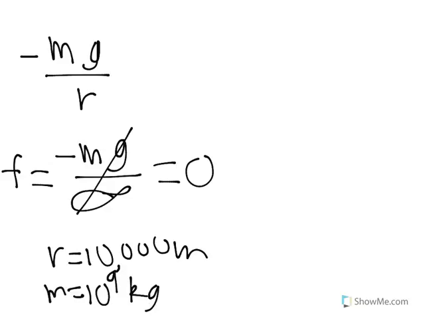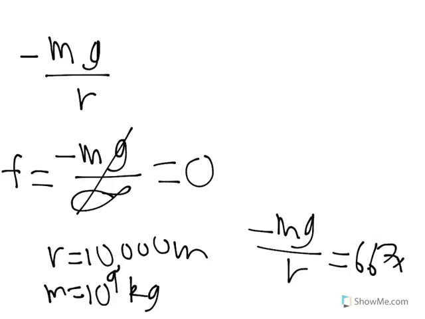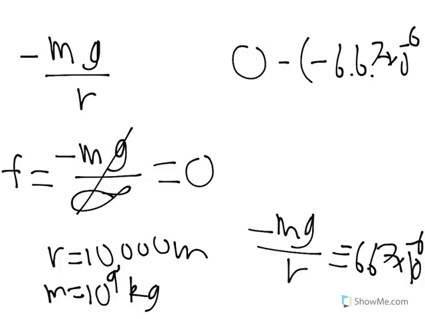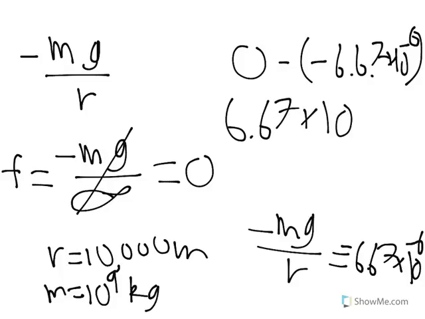So now we can plug this into our equation and see what result we get. Our equation is negative mg over r. And plugging this in gives us negative 6.67 times 10 to the negative sixth. Well, since this is our initial value, we have 0 minus this value, which actually ends up coming out positive, positive 6.67 times 10 to the negative sixth.